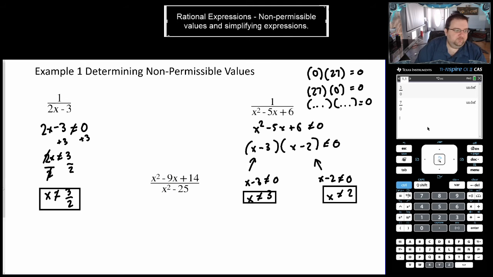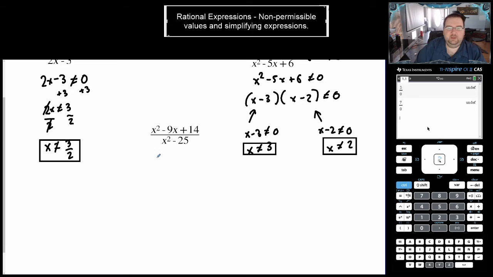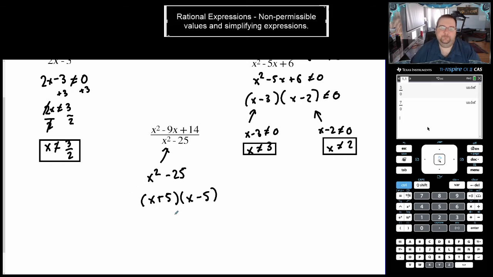Determine the non-permissible value for this one. So hopefully you're looking at this one here and seeing that it is a perfect square. And the perfect square, if you remember, is when you have something like that, right? With the same value on these sides. And so what happens here when you multiply this out is you're going to have x squared plus 5x minus 5x minus 25. And these two terms cancel out because they're the same. So you have x squared minus 25.